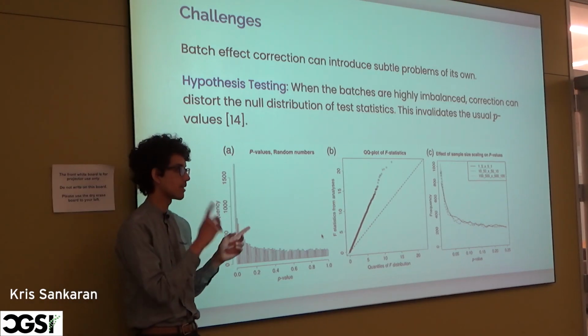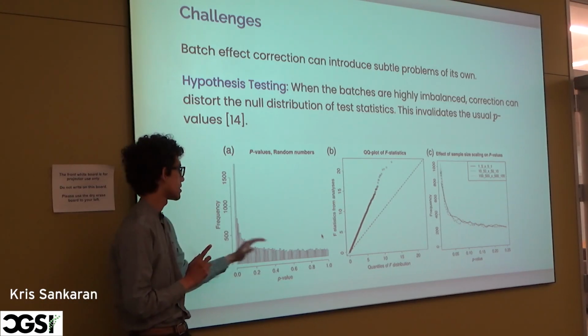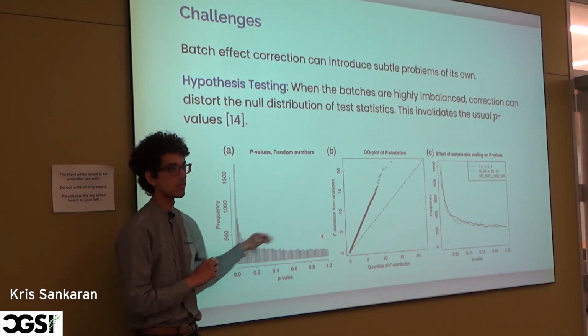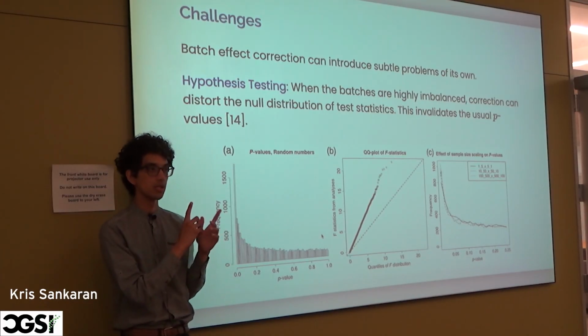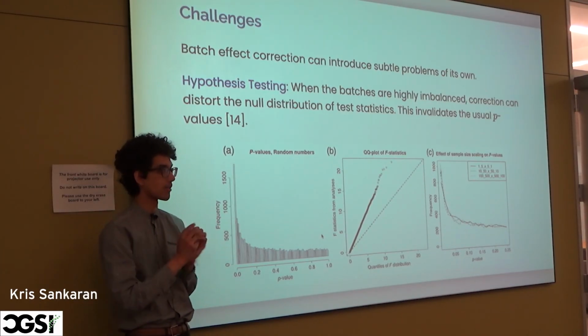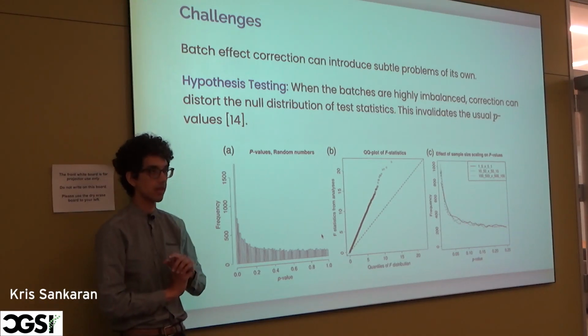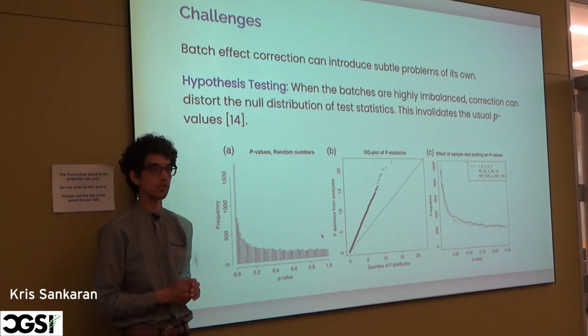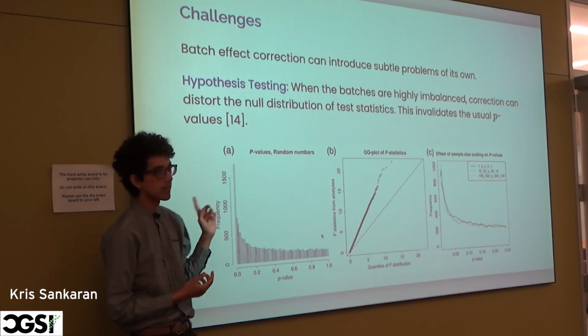So if treatment and batch were orthogonal to each other, then this is okay, and you will get uniform p-values. But if there's some correlation between the treatment status and the batch, that introduces this effect, even if there's no signal in the original data. So that's one paper to be aware of.